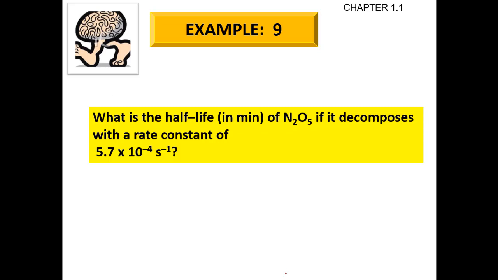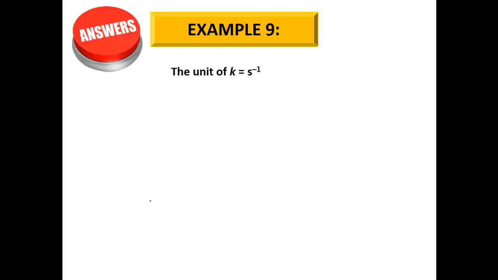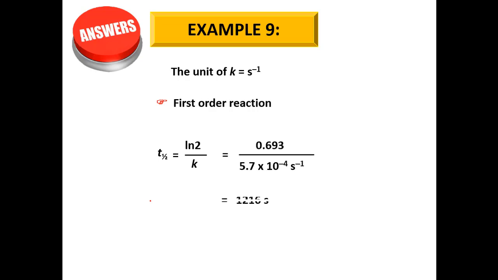Okay, this one they ask you to find the half-life of N2O5 if it decomposes with a rate of 5.7 times 10 to the power of minus 4 per second. Dia dah bagi value K. So you kena ingat lah, walaupun dia tak bagi initial concentration, kita boleh cari half-life untuk first order, sebab first order punya half-life tu formula dia ln 2 over K. Dia tak melibatkan concentration. So dah ada rate constant, kita can solve for the half-life, as 1216 seconds.